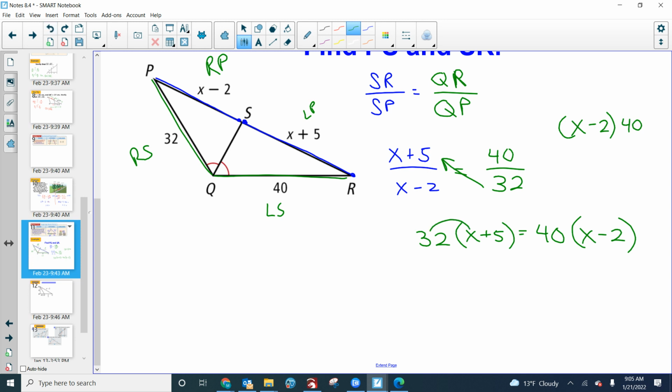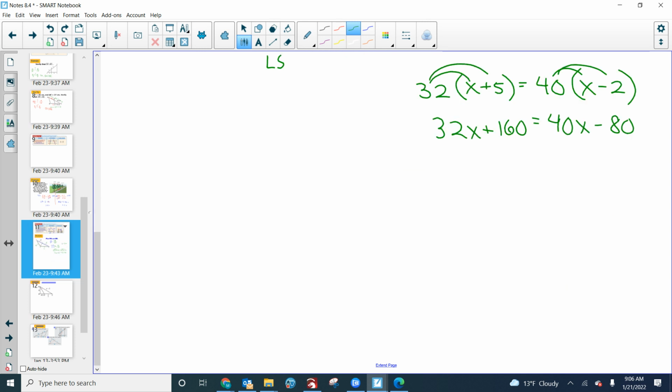Distribute. 32x plus, I believe it's 160, equals 40x minus 80. Are we good so far? Solve for x. So we're going to, I don't know if you guys moved. Were you taught to move the numbers or the x's first? The x's. Why is that? Yeah, put it out of the way.